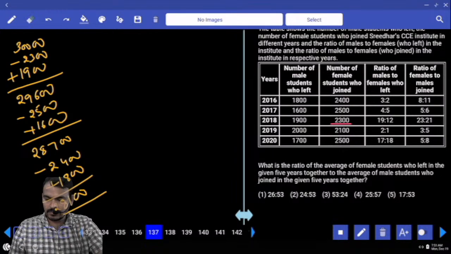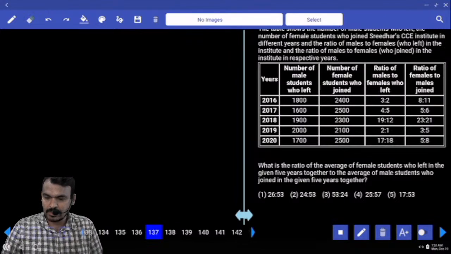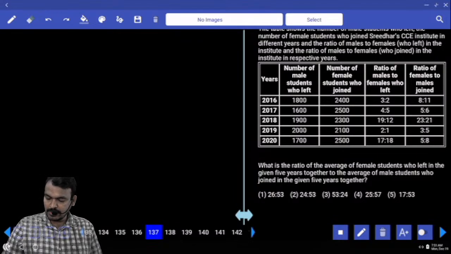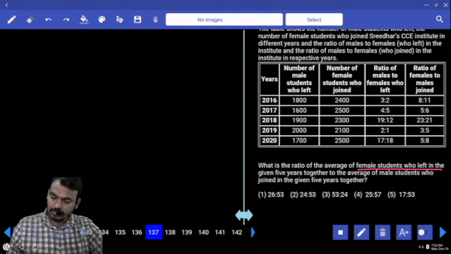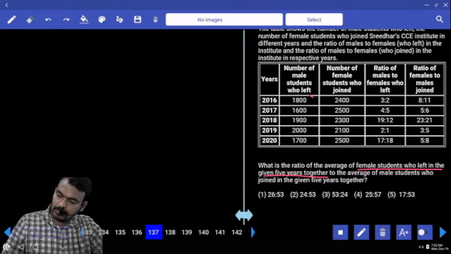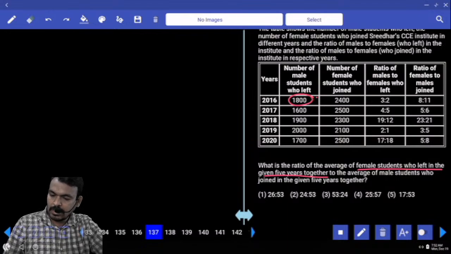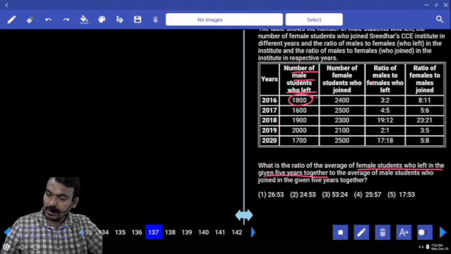Take the next question, just 1 minute. What is the ratio of the average of the female students who left the given 5 years together and the average of male students joined in the given 5 years together? Female students who left in 5 years together, nothing but individual females value left or not? First, out of only male students left, out of 8, number of male students who left is how much? 1,800.